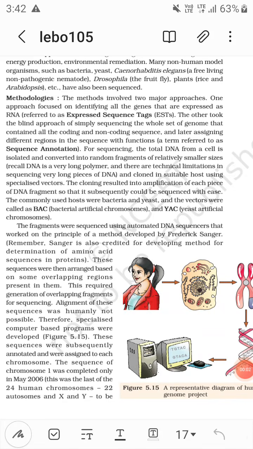The commonly used hosts were bacteria and yeast, and the vectors were called BAC, that is bacterial artificial chromosomes, and YAC, that is yeast artificial chromosomes. So hosts were bacteria and yeast, and the vectors were BAC and YAC.